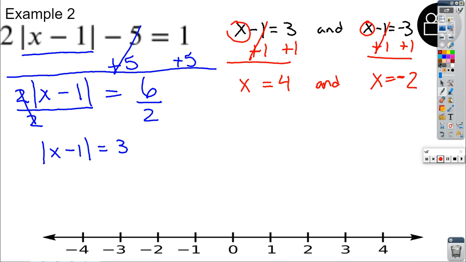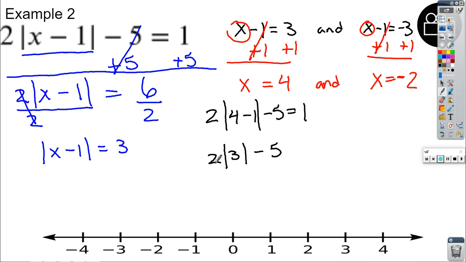Now, we have to check them, because this is what we talked about, the extraneous solution. Sometimes they work, sometimes they don't. So I'm going to take my original equation, 2 times the absolute value of 4 minus 1, minus 5, equals 1. We're going to use our little methods here and just see if it equals 1 at the very end. First step, 2. Absolute value, 4 minus 1 is 3. And then minus 5 at the end.